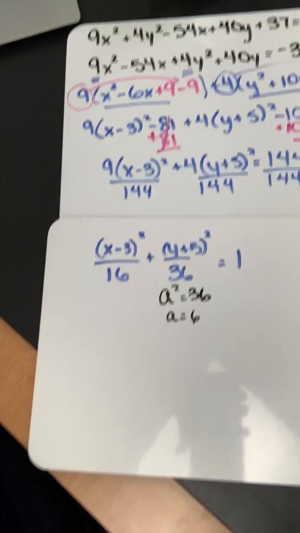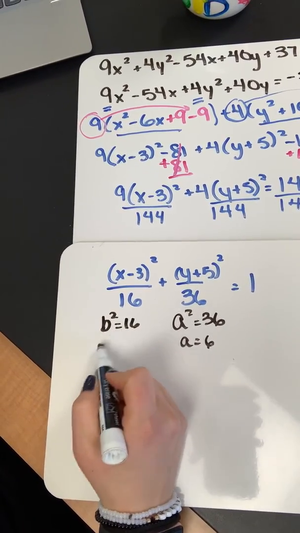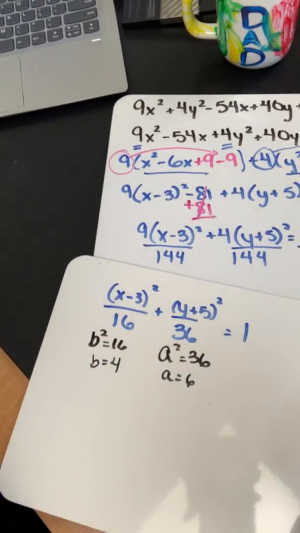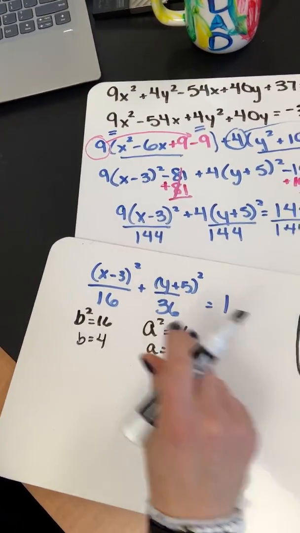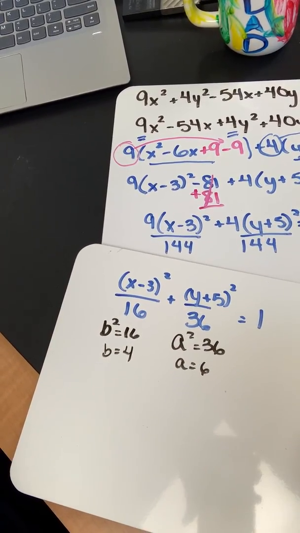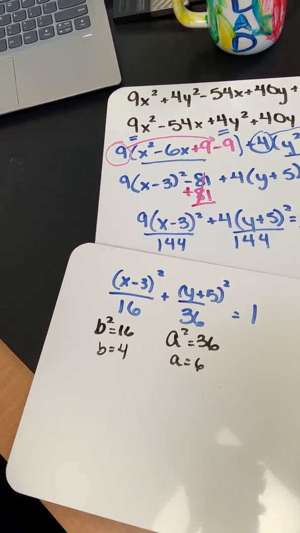The other one would be your b squared value. So b squared is 16, and then taking the square root there, we know b is equal to 4, right? So the center, remember, you can find by inside opposite signs. So inside, connected to the x, the opposite sign would be 3. And then the opposite sign for the y would be -5.